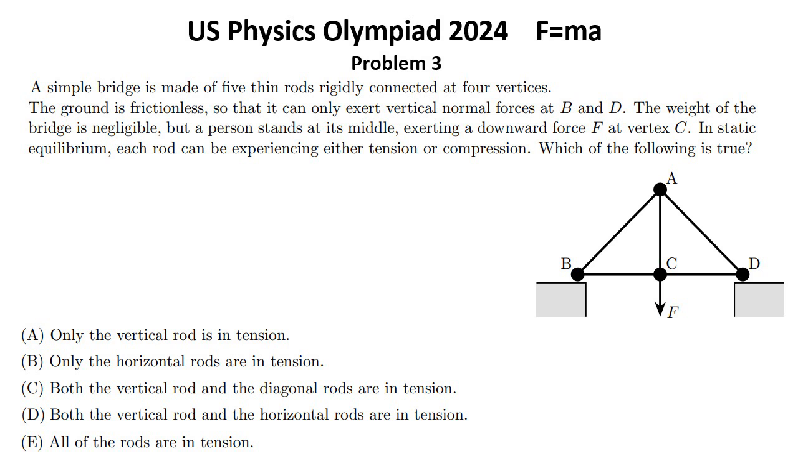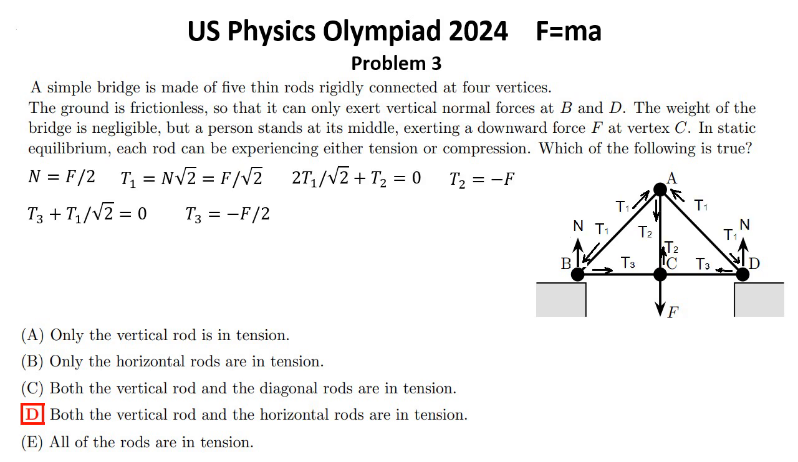Solution to problem number 3. Points A, B, C and D are in equilibrium. Points B and D are subject to the reaction forces of the bridge support, which, due to symmetry, are equal to F in half. To balance the vertical component on points B and D, force T1 must be a compression force and is equal to F divided by the square root of 2.